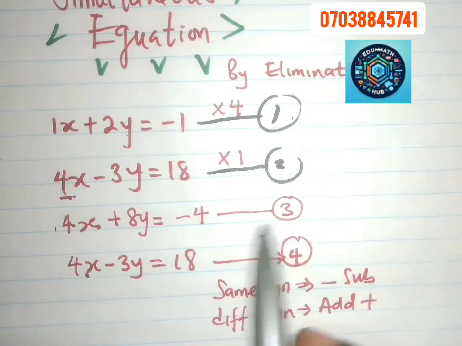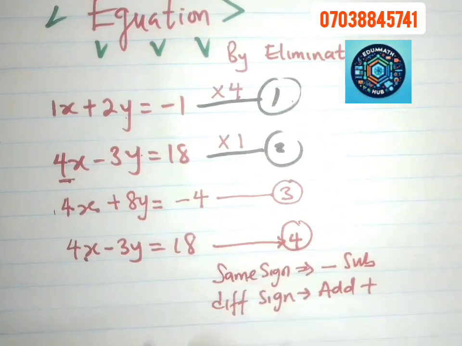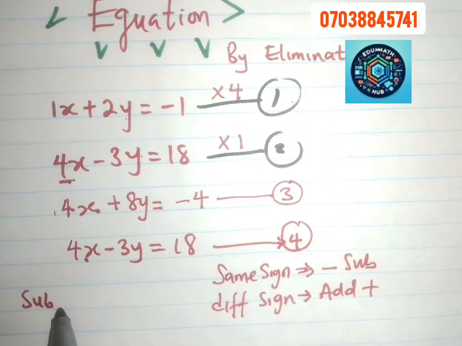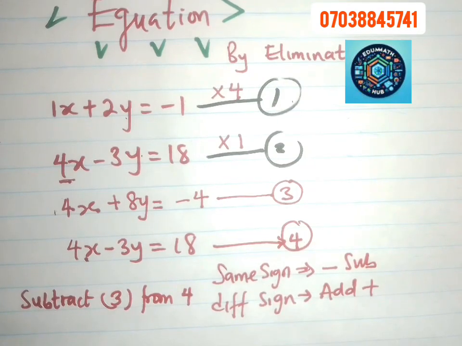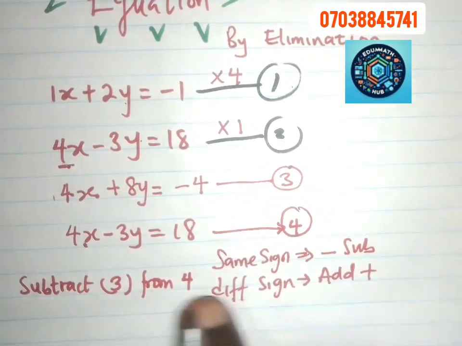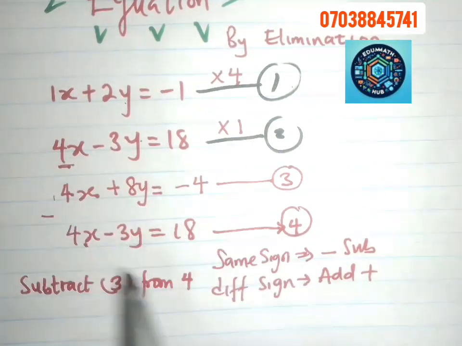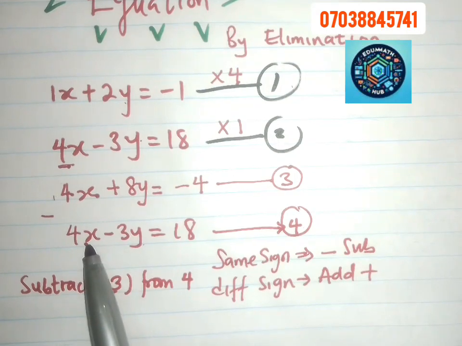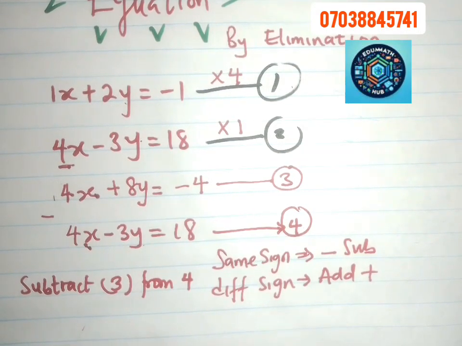If you subtract equation 3 from 4 or 4 from 3, either way, the value of x will disappear. So you just write: subtract equation 3 from 4. I'm doing the bottom minus the top, so this minus this, this minus this. So you have 4x minus 4x, which gives you 0. You don't need to write anything there.